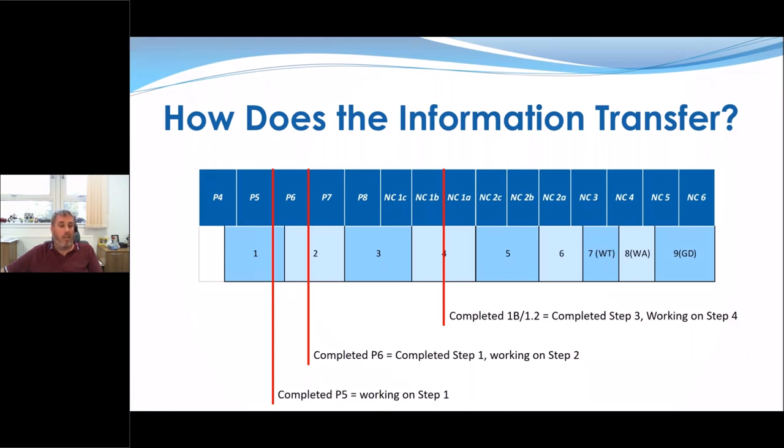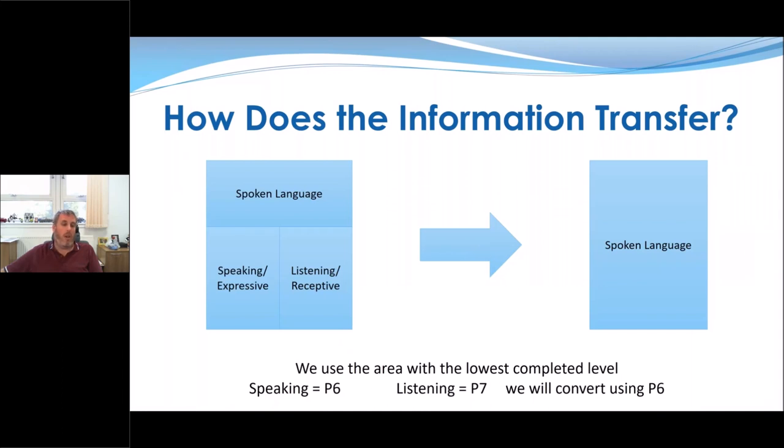In terms of the spoken language, just to explain what we're doing there, we have 3 areas. In the national curriculum, we've got the spoken language. In the P levels, we have the speaking expressive or the listening receptive. We've got a number of rules. If they've got a baseline in spoken language, they must be on the national curriculum. If there's nothing in spoken language, there's just data. And what we will do is use the area with the lowest completed level.